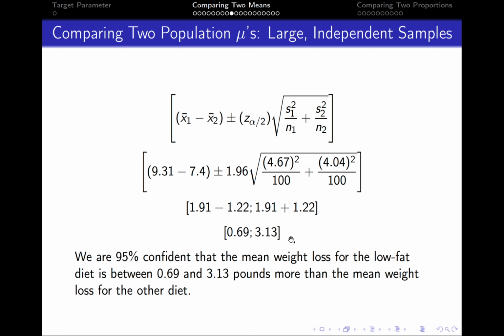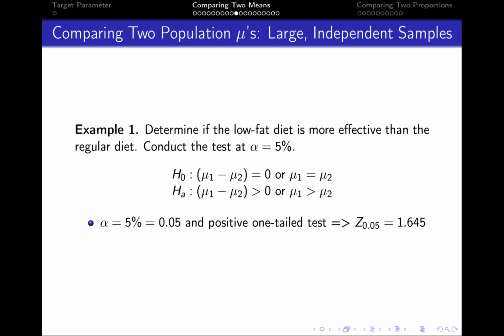So we can conclude the following. We're 95% confident that the mean weight loss for the low-fat diet is between 0.69 and 3.13 pounds more than the mean weight loss for the other diet. In other words, we can be 95% confident that the true population difference between the two means lies between 0.69 and 3.13 pounds.